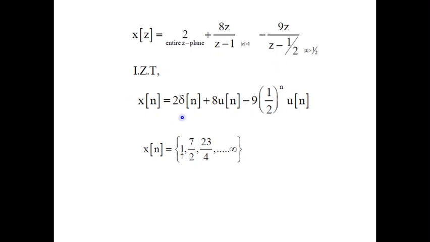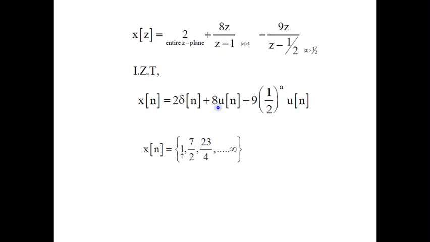However, we can also try to represent this x of n in another way. For example, when you substitute n equal to 0, you get 2 del of 0, and del of 0 is 1. So 2 plus 8 into u of 0, and u of 0 is again 1.